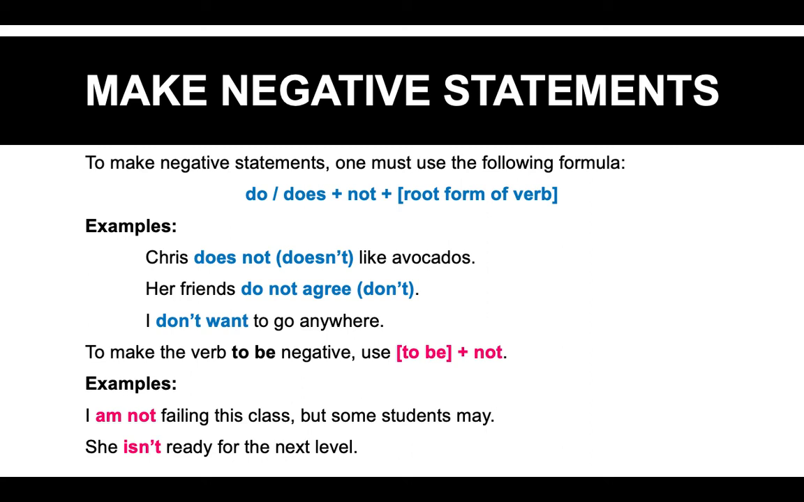So with the be verb, it's a little bit different. Look at these examples. I am not failing this class, but some students may. She is not ready for the next level. She isn't ready for the next level. So with the be verb, it's a little bit easier to form the negative. You just add not after the be verb. For other verbs, you'll need to use the auxiliary, do or does.